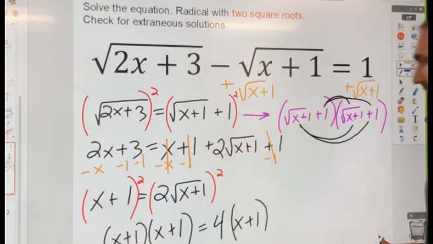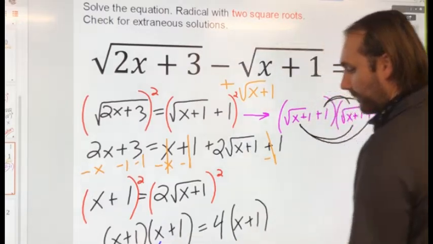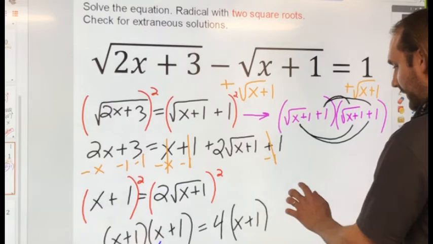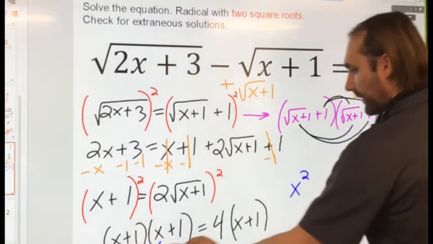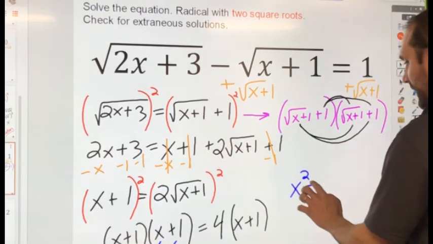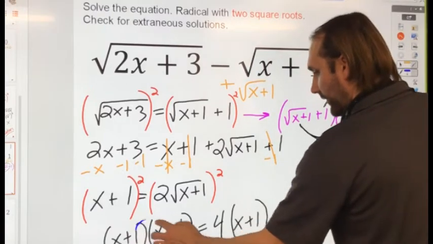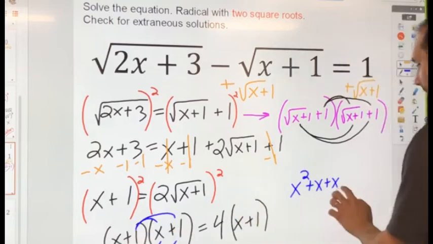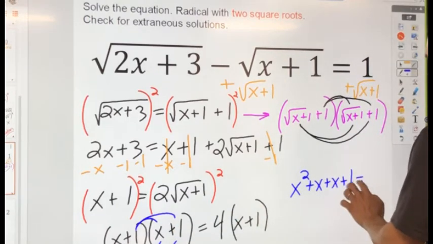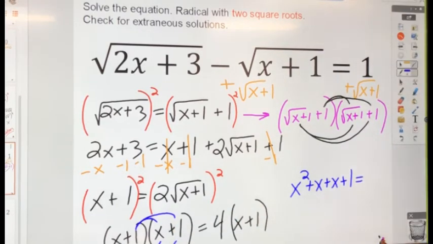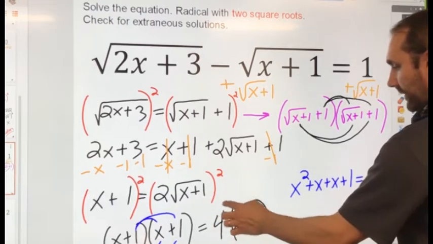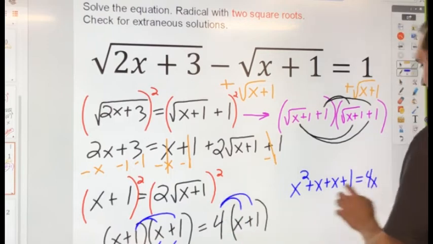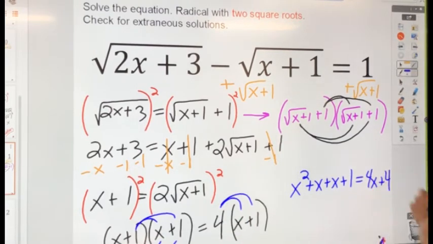So let me distribute all this, but good news is my radicals are gone, right? So now x times x, which is x squared, x times 1, which is just x, 1 times x, which is x, and 1 times 1, which is 1. And now let's distribute here, 4 times x, which is 4x, and 4 times 1, which is 4.